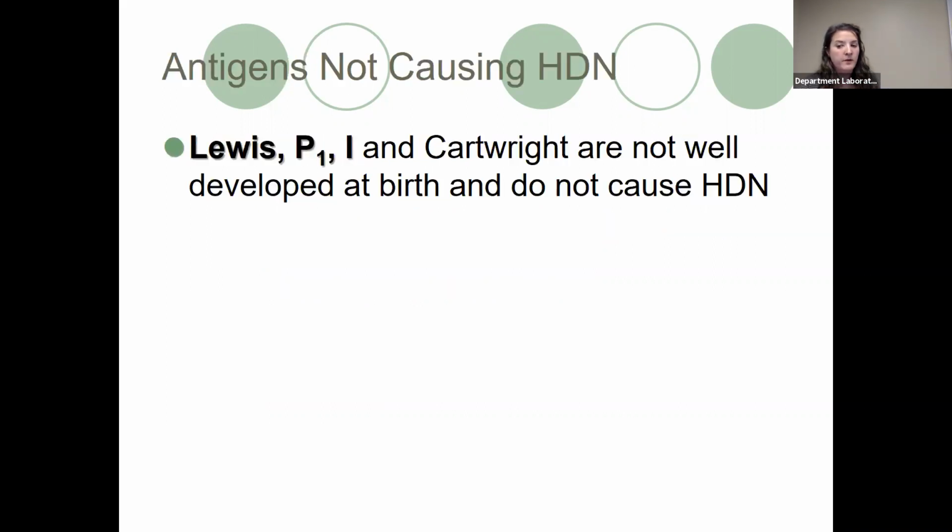And then again, Lewis, P1, your I, and then Cartwright, your Cw, which some of you have seen on your antigrams for your panels. Those are not considered to be well developed, so they are not a concern in causing hemolytic disease of the newborn.